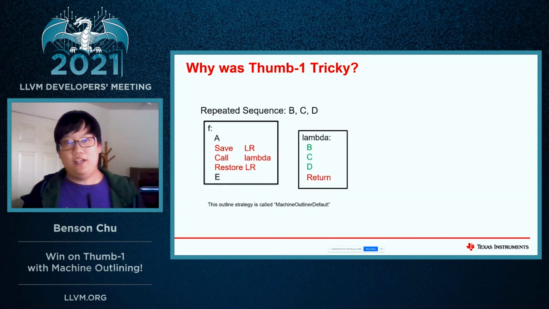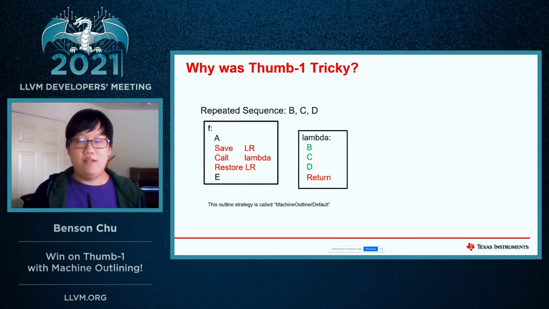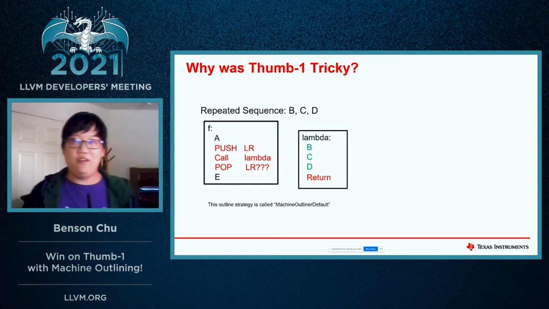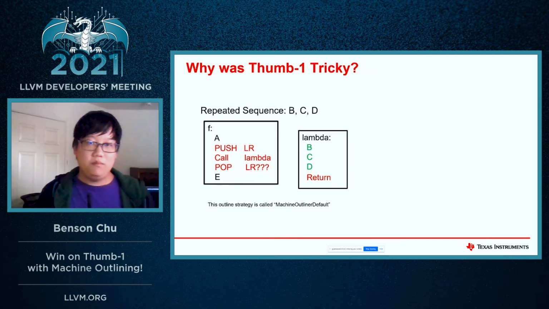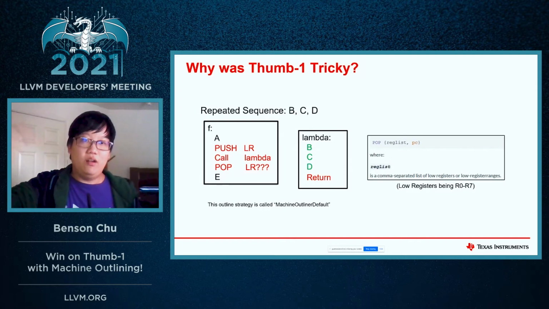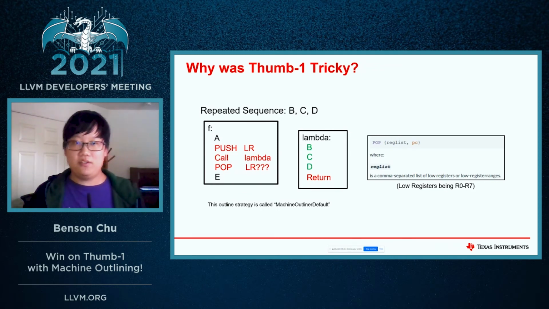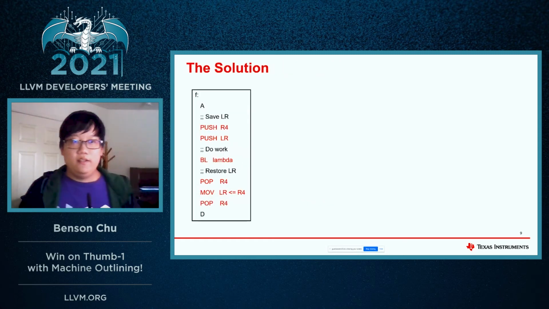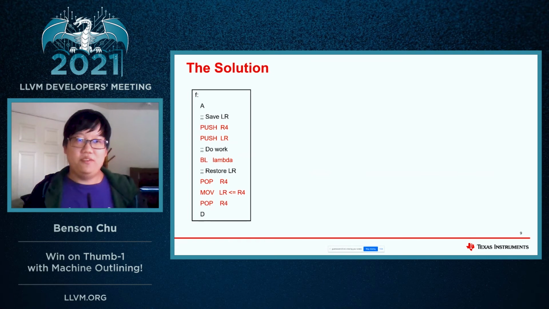Particularly, there was one strategy where I had a very hard time figuring out what sequence of instructions to use, and that's one that required saving and restoring the LR, because the pop instruction, while it's pretty easy to get the LR on the stack, getting it off with the pop instruction is actually quite tricky, because the LR is not a valid register that can be passed to the pop instruction.